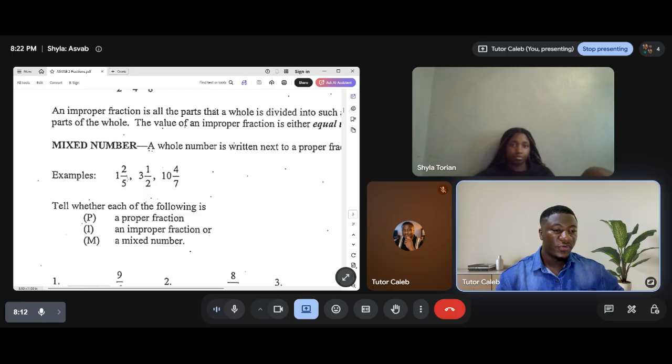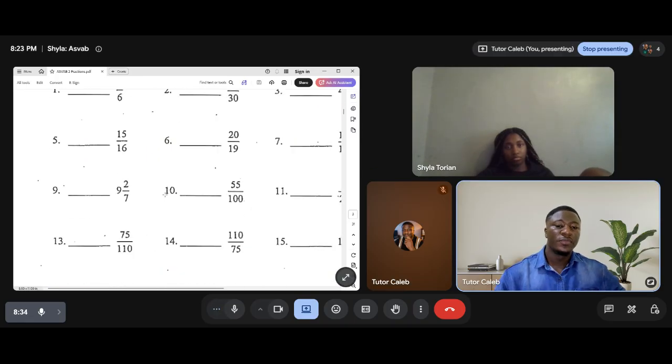Now, a mixed fraction is composed of 2 sections, a whole number and a proper fraction. 1 and 2/5 is a mixed fraction or a mixed number. 3 and 1/2 is mixed. You can say it has a whole number and a proper fraction. Very good.